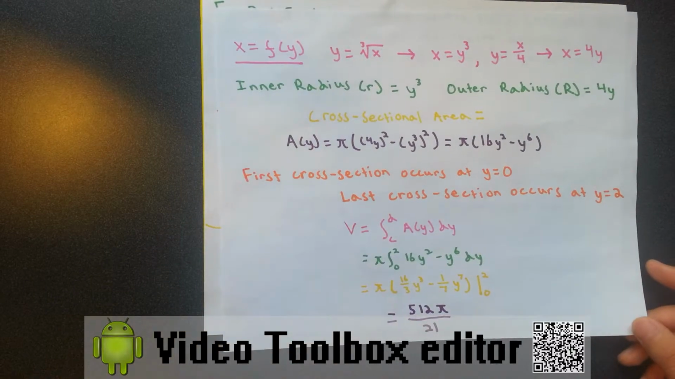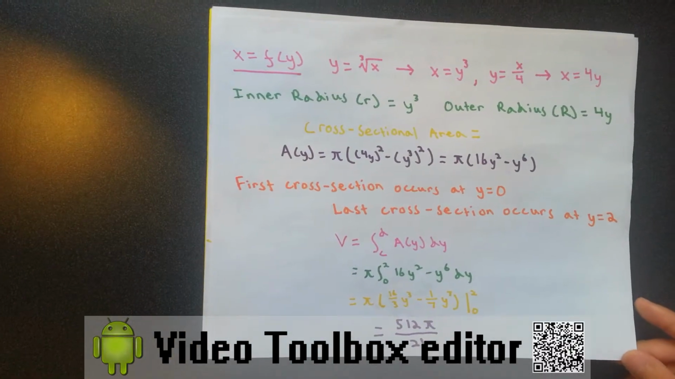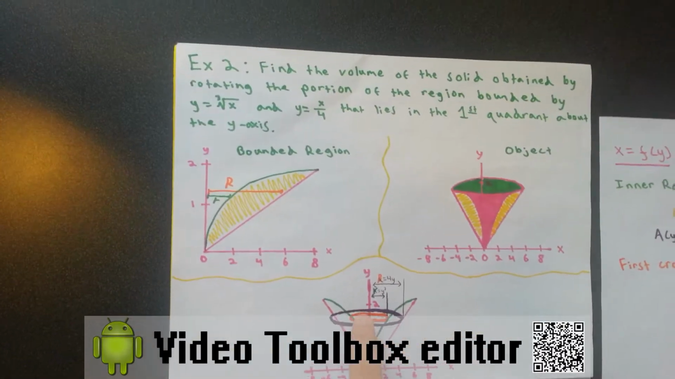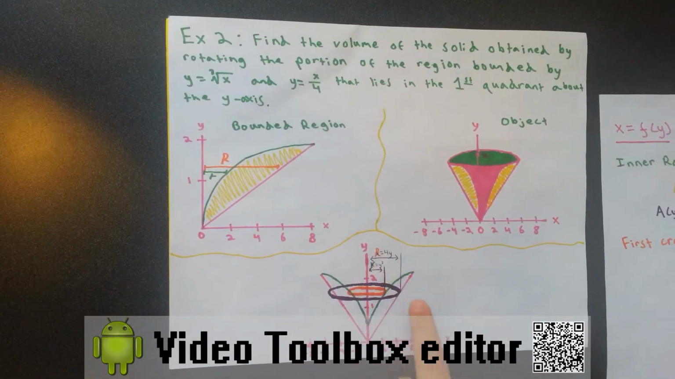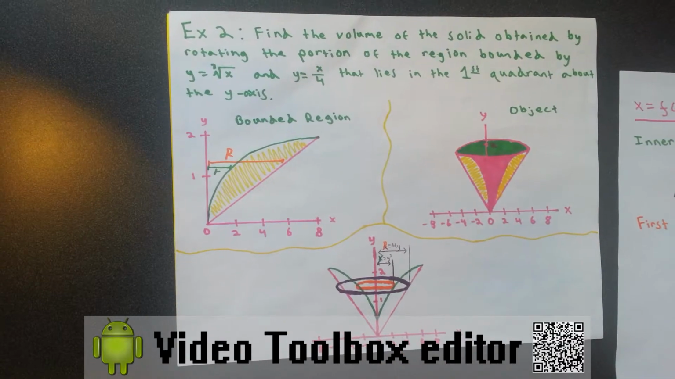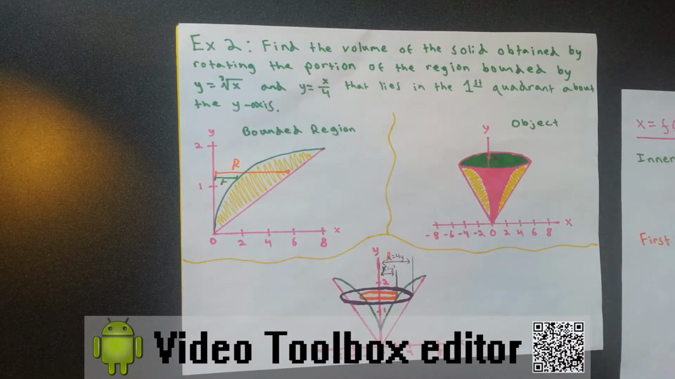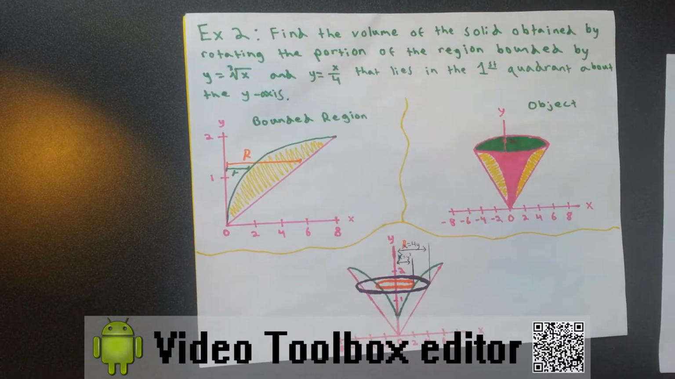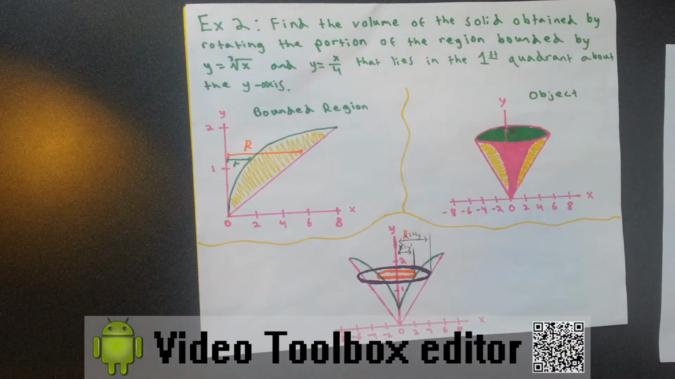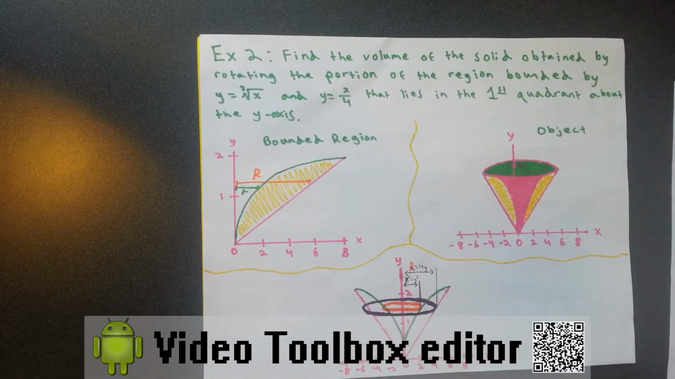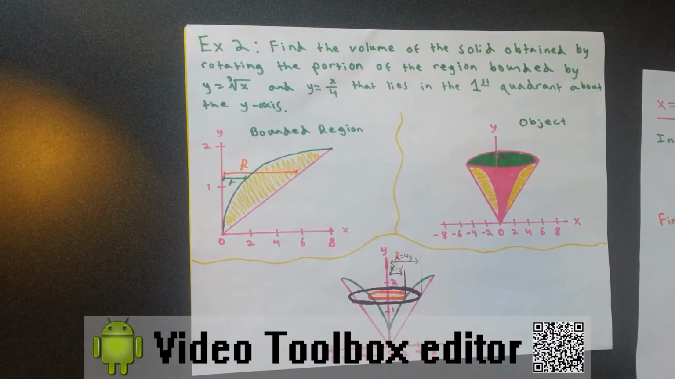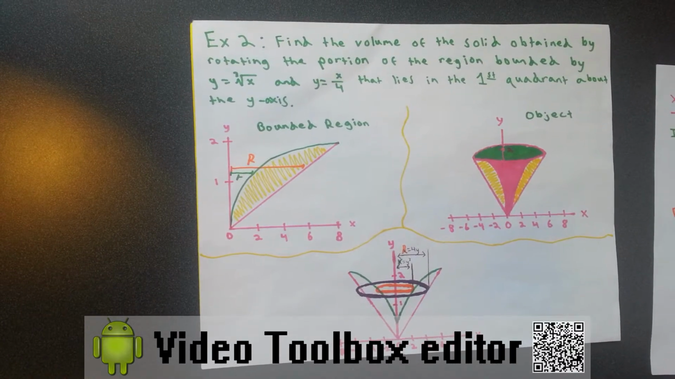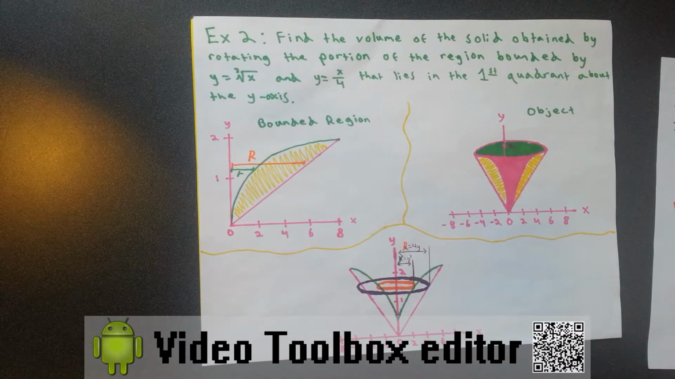In this case, the inner radius, little r, is equal to y cubed. The outer radius, big R, is equal to 4y. So little r, big R. And the cross-sectional area A of y is equal to pi times ((4y) squared minus (y cubed) squared), which is equal to pi times (16y squared minus y to the 6th). The first cross-section occurs at y equals 0, and the last cross-section occurs at y equals 2.